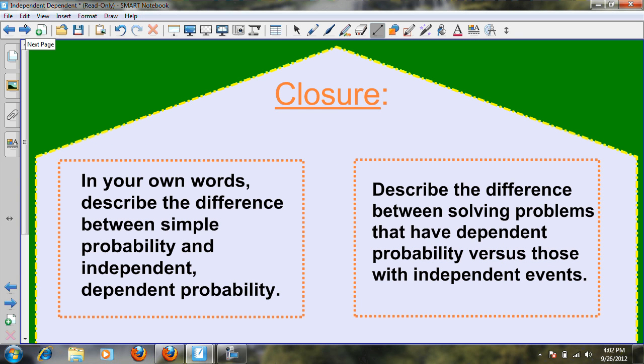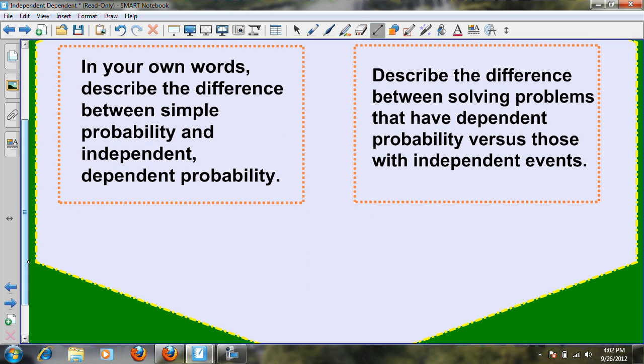Closing. In your own words, describe the difference between simple probability and independent and dependent probabilities, and solving problems that have dependent versus those with independent. Something to think about. In addition, some reminders: P of an event is the probability that something will happen. Looking on your note sheet, you have some sample questions to answer yourself. Please have those answered and ready for class discussion on Friday morning or afternoon.